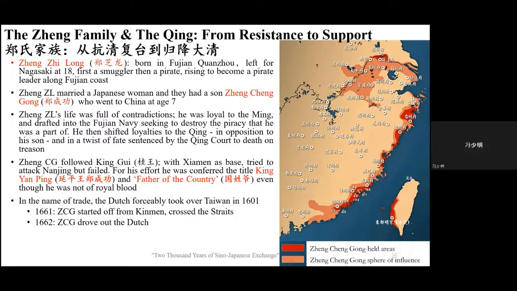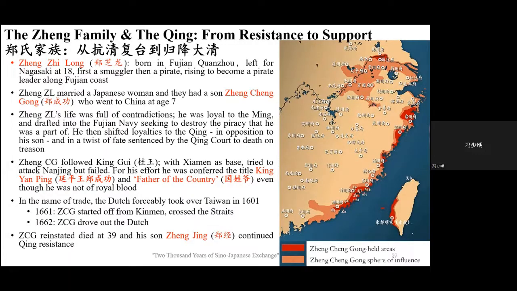He also successfully obtained control of Taiwan back from the Dutch and drove them out. He finally died at 39, and his son Zheng Jing continued his resistance to the Qing.